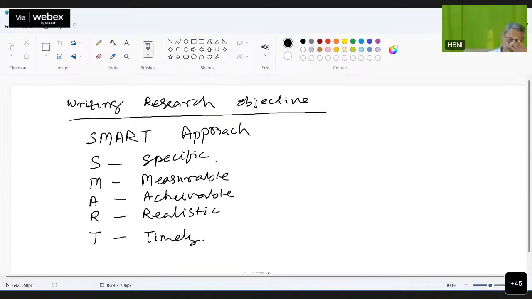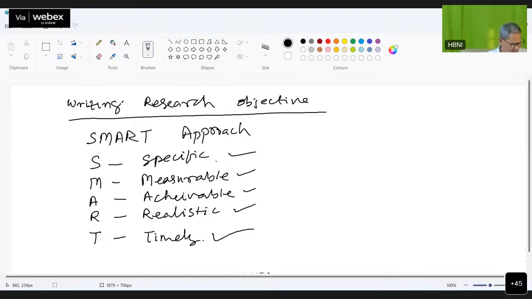With all these, we discussed so many things today. First, the attributes of a good research topic. Then we saw how to generate a research idea. An idea you translate to a research question, and then you write a research objective. If each of you follows this approach, you can finish your research in the right time, because it will be timely, realistic, achievable, measurable and specific.